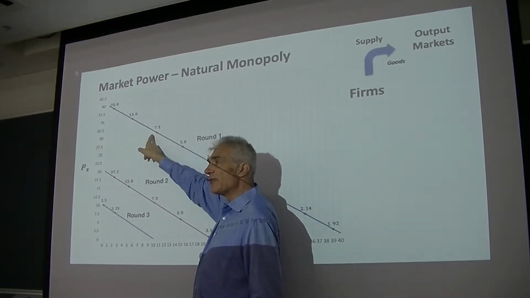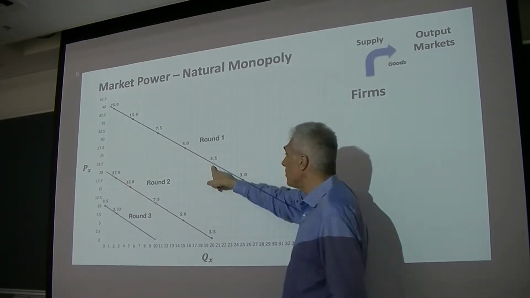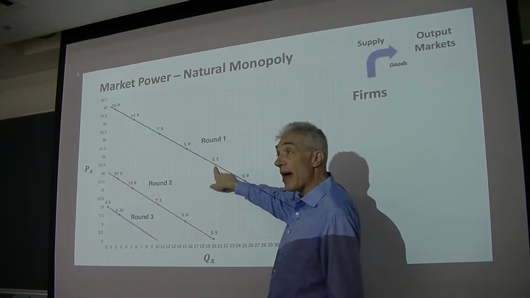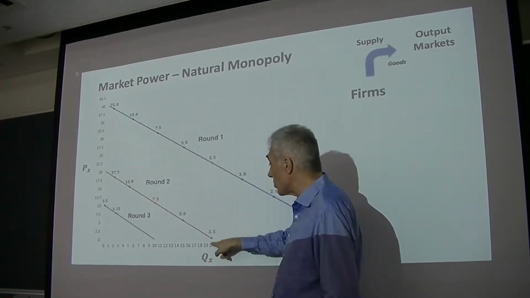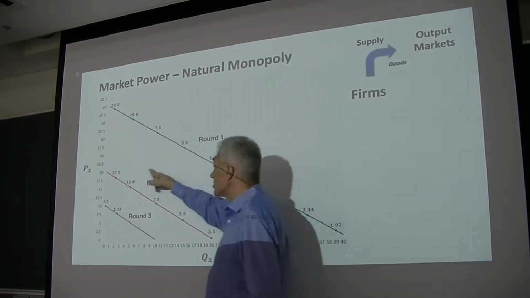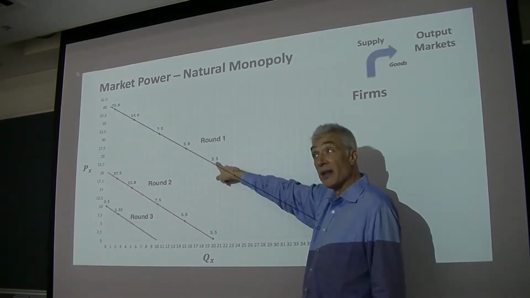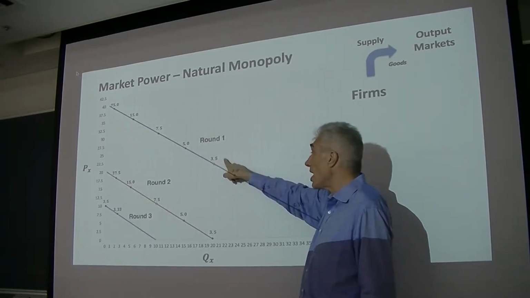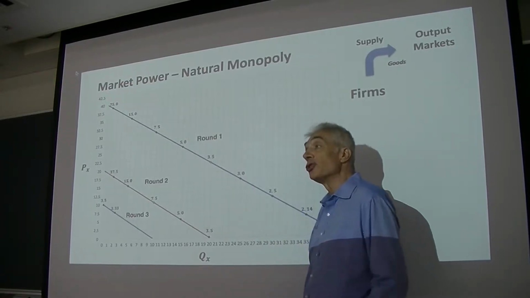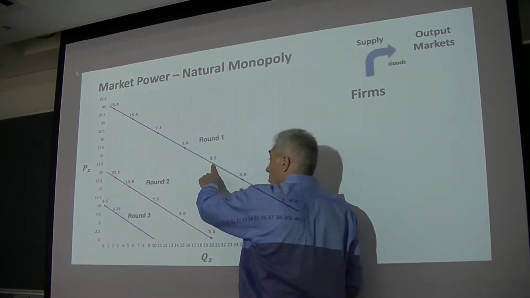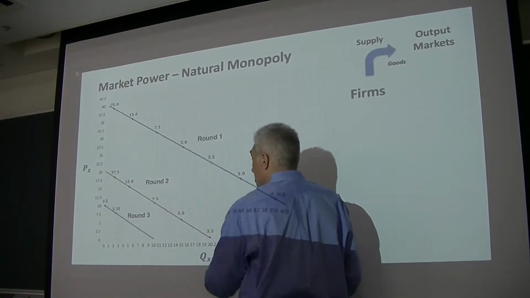So this firm is a monopolist. They have market power. This point in the yellow is where they maximize their profit. They produce 20 units of the good at a price of 20, and their average cost is 3.5. So that was a firm in round one. Their optimal choice is to produce 20 units of the good, and they're monopolists with an average cost of 3.5.